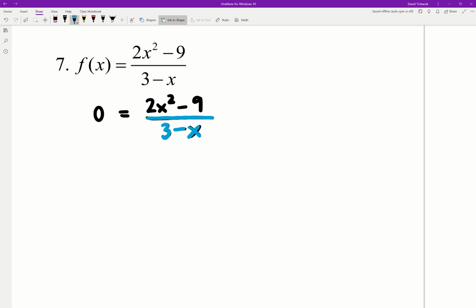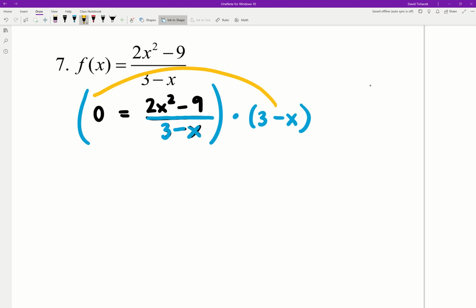So the way we always get rid of a divided by is, of course, we go ahead and multiply everything by what we were dividing by. And in this case, that would be the expression 3 minus x, okay? So what that's going to do, we're going to distribute that to both the left-hand side and to the right-hand side. And when you distribute that to the left, that's just 0 times 3 minus x. That's just going to leave you with 0. And then on the right-hand side, again, the whole point of doing that was so that this divided by and this multiplied by would cancel each other out, and that just leaves you with 2x squared minus 9.